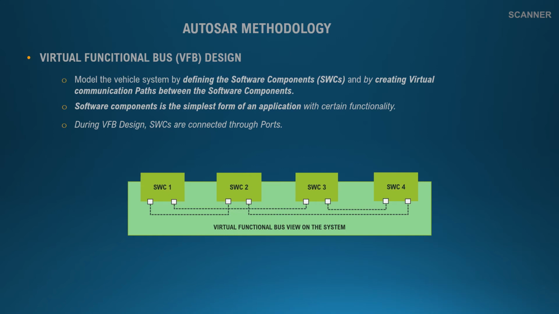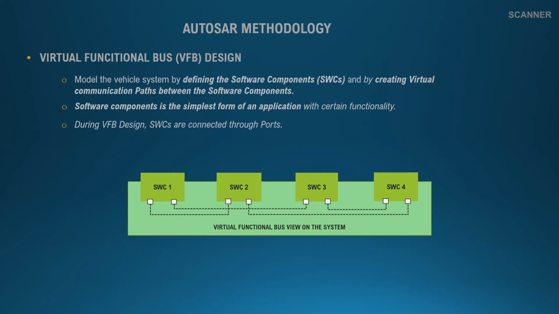During virtual functional bus design, multiple software components are connected through a common point of interaction, called ports. A port of a software component is associated with a port interface, and the port interface controls what can be communicated through ports. We will give more details about different types of ports and port interfaces when we give training about the application software component design.